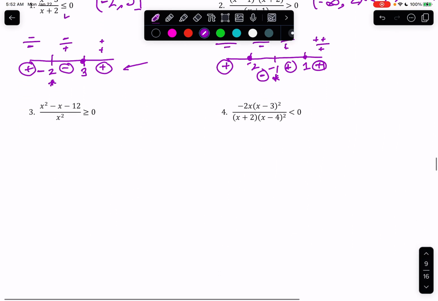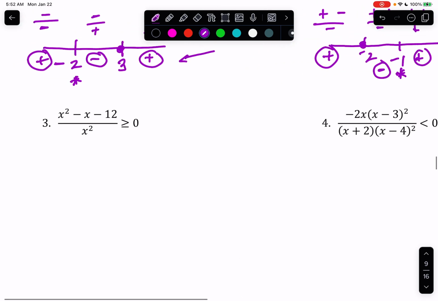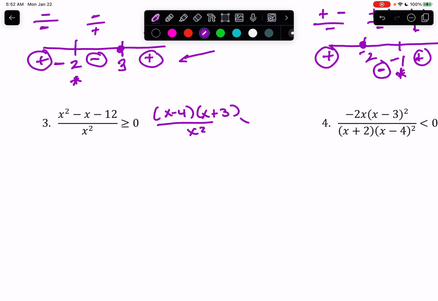All right, let's move down to the third one. We do have to factor for this one. So it would factor to x minus 4, x plus 3 over x squared, and it's greater than or equal to 0, so I do have to worry about my brackets this time. All right, and so I would have a -3, that's a 0, and a 0, which is an asymptote, and +4, which is a 0.